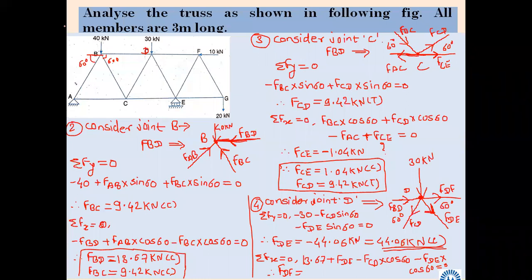Has anybody calculated FDF? 13.07, sir. How much, 10.07? Thirteen point zero seven. Minus or plus? Plus, sir. Okay, plus. How much? 13.07. How have we assumed FDF, tensile? Are you with me? Yes, sir.